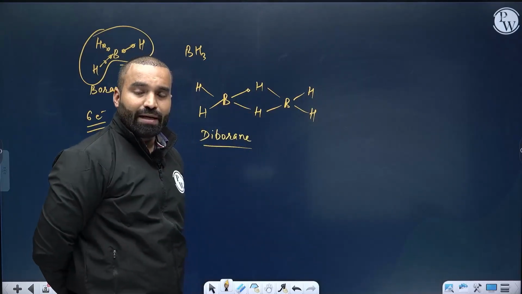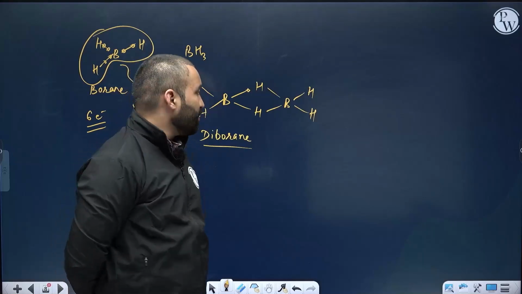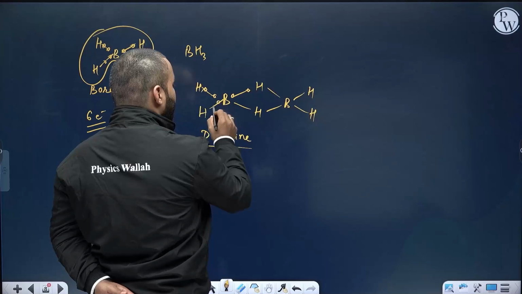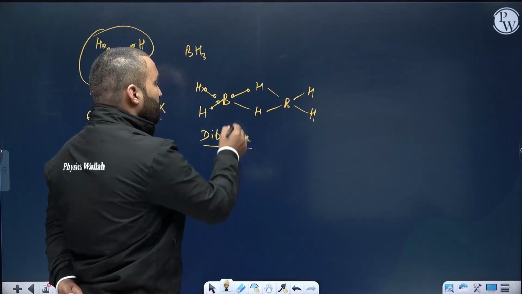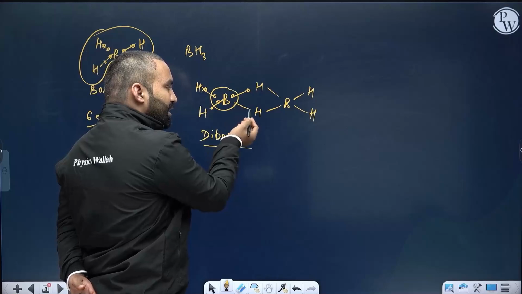To form a bond, you need an electron, right? To form a bond, you need two electrons. This boron has got its electron here, here, here, here, here. These are the three electrons of boron also which are shared. Boron also does not have any other electron to share with hydrogen.